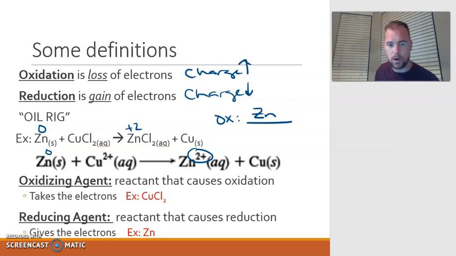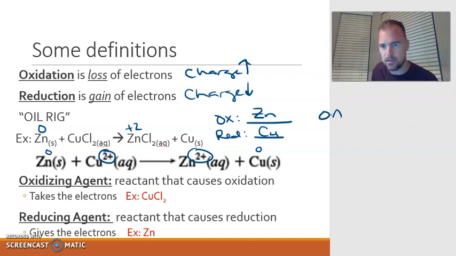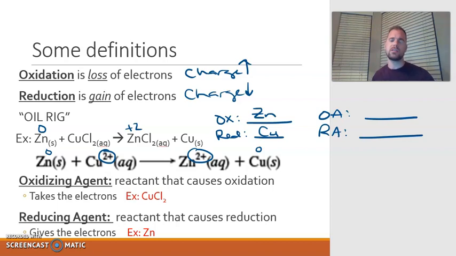And then copper went from +2 down to 0. So its charge went down because it gained 2 electrons. If I asked you what was reduced, the answer there would be copper. Finally, there are the terms oxidizing agent and reducing agent. Let's not make this more difficult than it has to be. I'm going to put OA for oxidizing agent, RA for reducing agent. The oxidizing agent is simply the reactant that causes oxidation, and the reducing agent is simply the reactant that causes reduction. Let's make it as simple as possible.